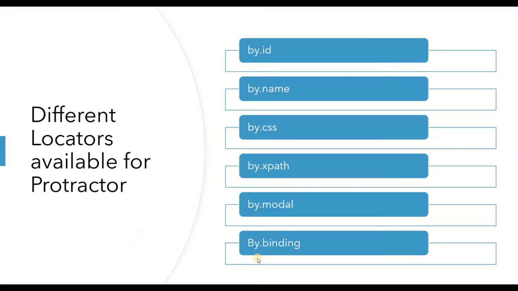These are a few examples of the locators which are available for Protractor: ID, name, CSS, XPath, model, and binding. Guys, model and binding are specific to Angular elements. Now let's understand what these locators are: what is ID, what is name, what is CSS, what is XPath, model, and binding.